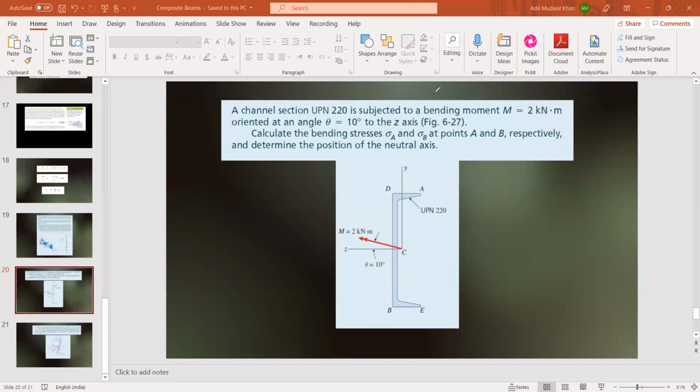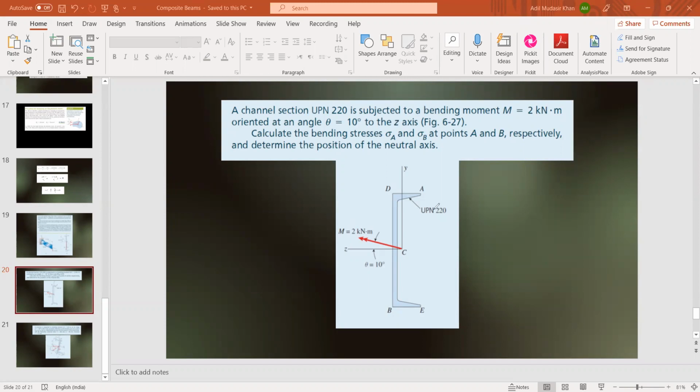We have now a channel section UPN 220, which is subject to a bending moment of 2 kilonewton meter, but this bending moment is at an angle theta equal to 10 degrees to the Z axis. We have to calculate the stress at point A, the stress at point B, and find the position of the neutral axis. This question will be solved based on the formulas and concepts we derived for bending of unsymmetrical beams. The problems of unsymmetrical beams are solved in the same way as the problems for symmetrical beams.